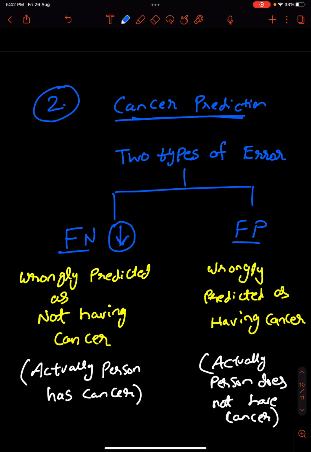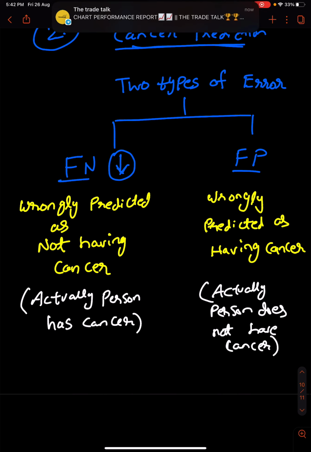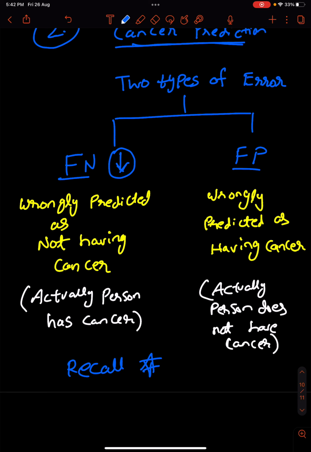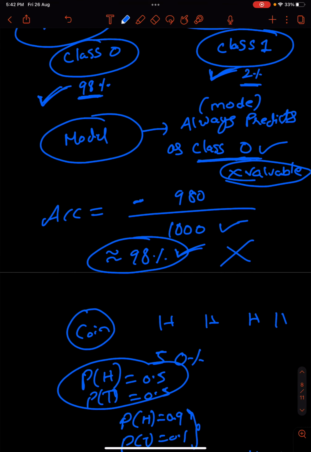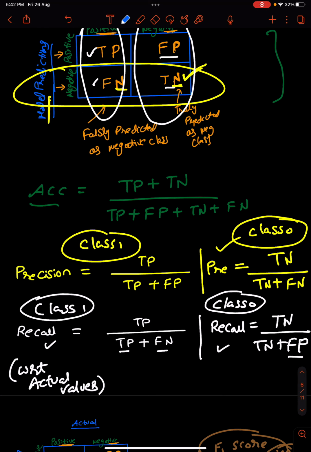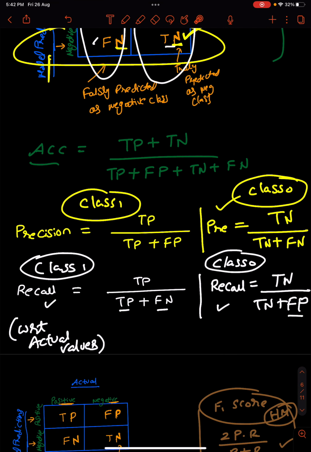Which means, can you tell which metric is important? Is it precision or recall? So it would be recall. Recall is the important metric here, because if you remember the formula for recall, it is nothing but true positive by true positive plus false negative. False negative is in the recall.